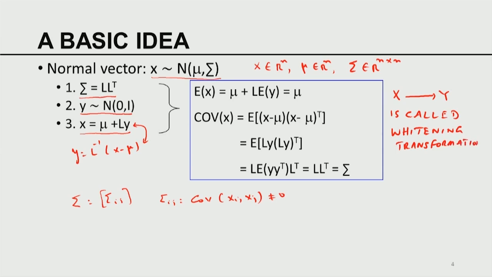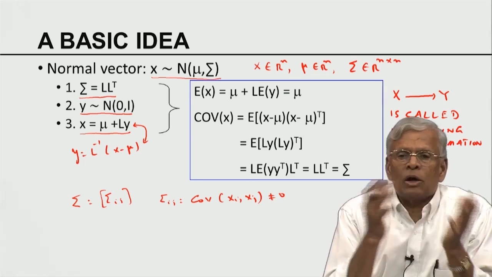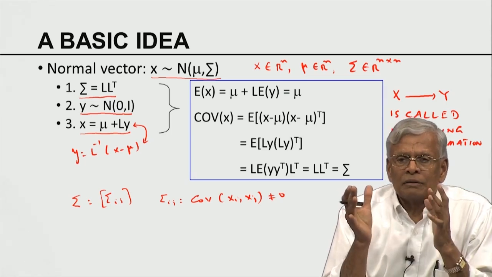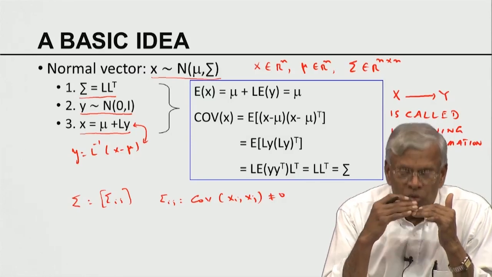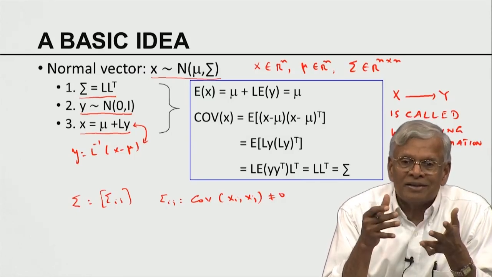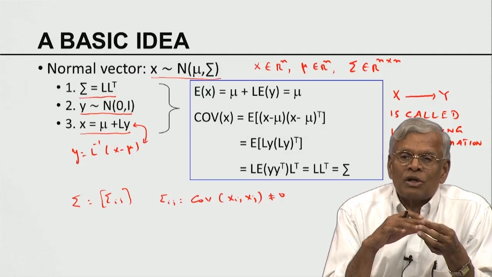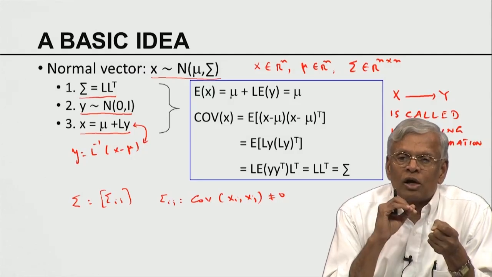Why is this called the whitening transformation? White noise doesn't have any correlation. So Y has components which are uncorrelated. Considering a given correlated vector, how do you convert it into an uncorrelated vector?